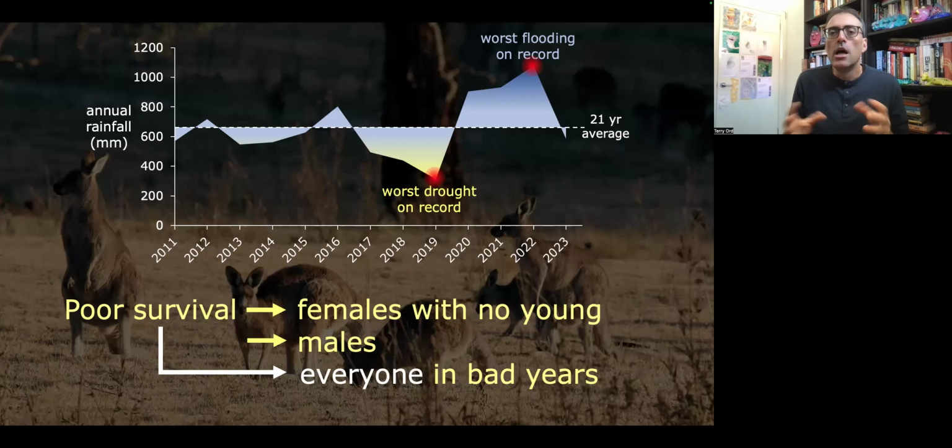In general, regardless of the environmental changes, females that don't reproduce are more likely to disappear from this population. Males are also more likely to disappear from this population as well. In bad rainfall years, so in severe drought, but interestingly also in the worst flooding on record, everyone is equally impacted. You've got a 50-50 chance of disappearing from this population through mortality in bad rainfall years.